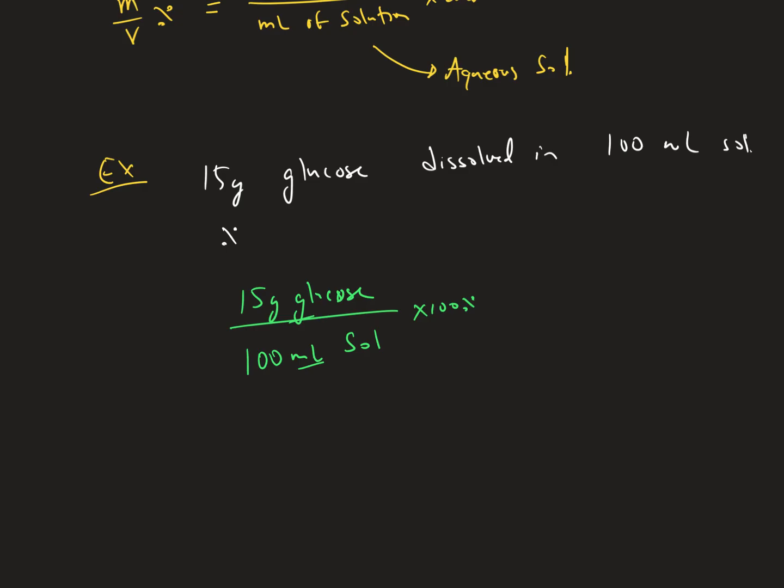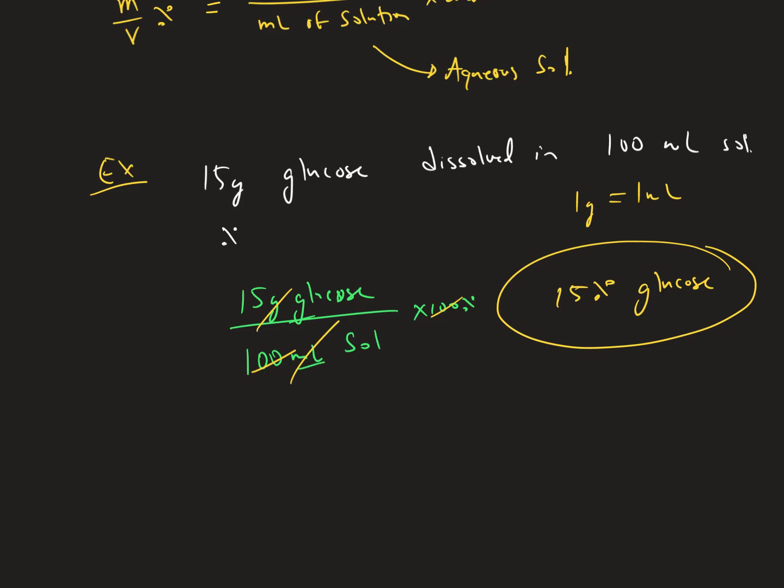Well, what are the units of our percent? Those go away. Why did they go away? Because 1 gram of water equals 1 milliliter. They're the same. It's again for water. 15%. These hundreds go away, so it's 15%. 15% glucose. We have to say what we're interested in, right? 15% what? So 15% glucose.